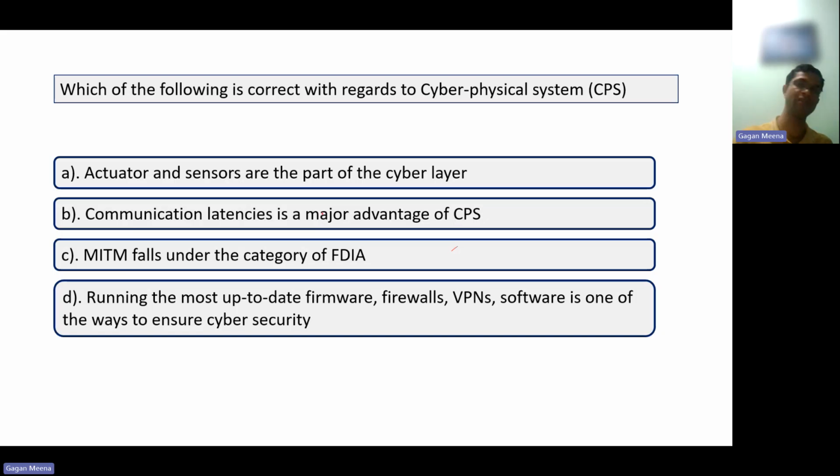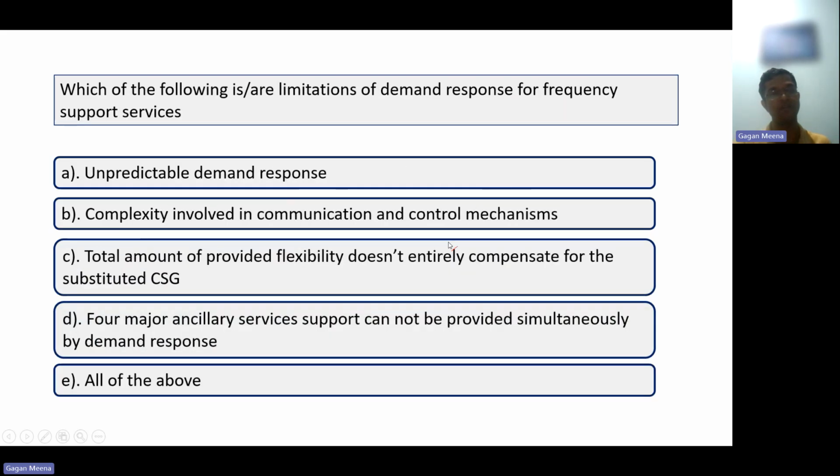Communication latency is not an advantage, it is a disadvantage. We don't want delays in the communication. We want to be as fast as possible. This is not an advantage, this is a disadvantage. And man in the middle is a type of denial of service attack, not a false data injection attack. So this is not correct, this is not correct, this is not correct. This is correct. Running up-to-date firmware, VPN is one of the ways to ensure cybersecurity.